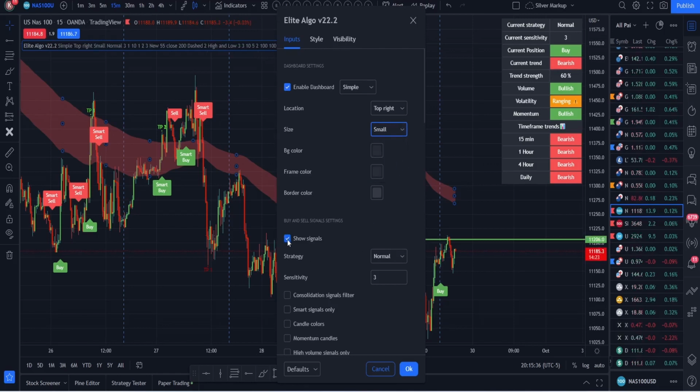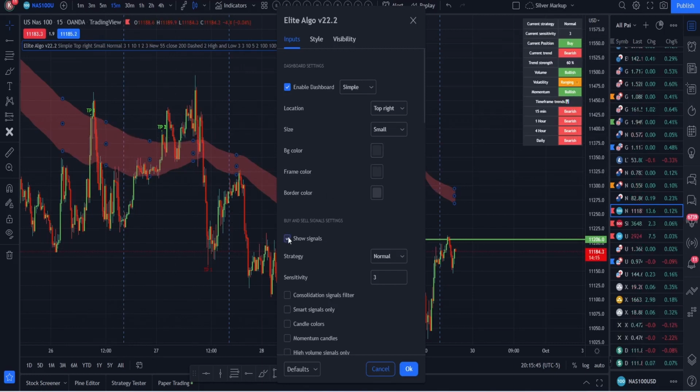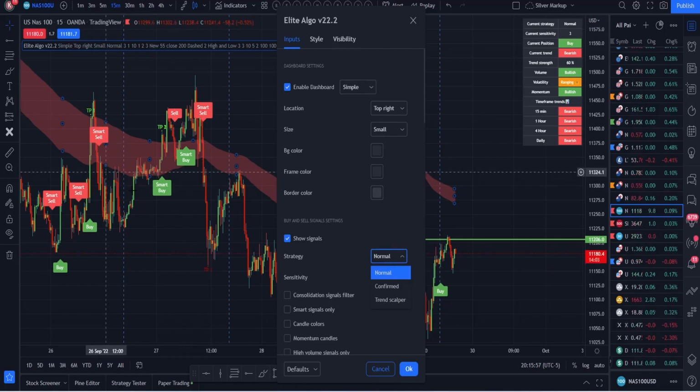So obviously the show signals is going to make appear or disappear this smart sell, smart buy, all the buy signals. You definitely want to always have that on. Well, here's what I like. You have different levels of trading. So you have the normal, which is what I use the most because it gives you just solid entries, and you can calibrate what the algorithm is looking for in the market to confirm a trade.